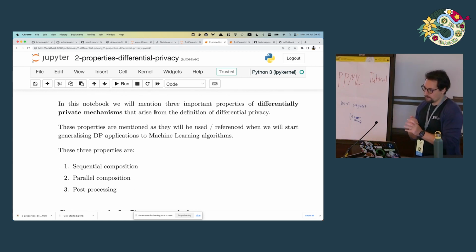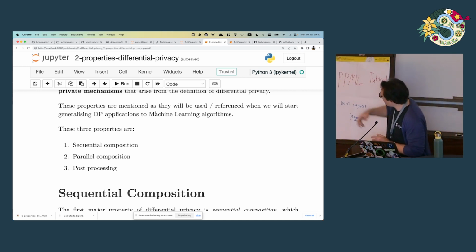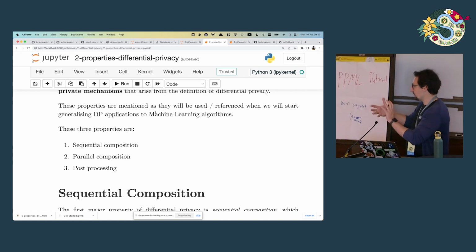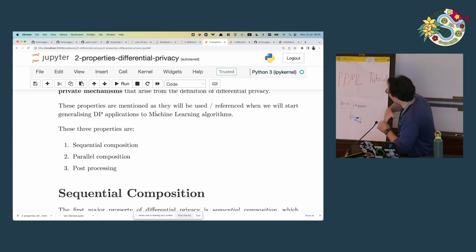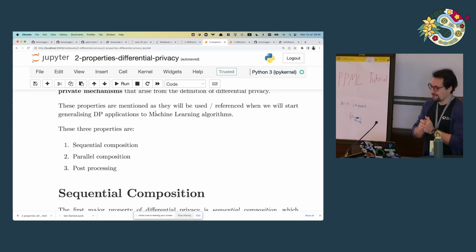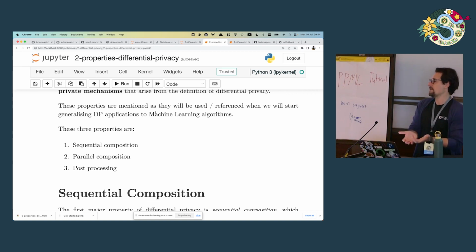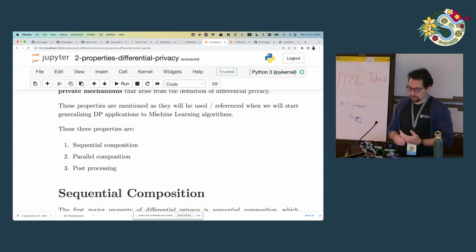So the first property we're going to talk about is called sequential composition, meaning if you have 2 different mechanisms, F1, F2, working on the same dataset X, satisfying differential privacy for 2 different budgets, epsilon1, epsilon2, then the mechanism G of X, which is a composition, whatever the composition is, between F1 and F2, releases an epsilon1 plus epsilon2 differential privacy guarantee. So the sequential composition is a vital property of differential privacy because it enables us to design algorithms that consult the data more than once. So that's why sequential composition is important.